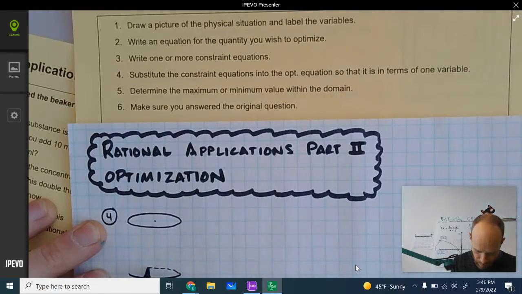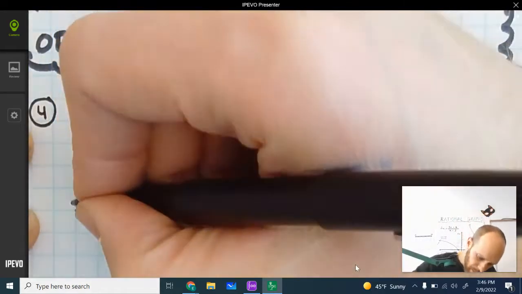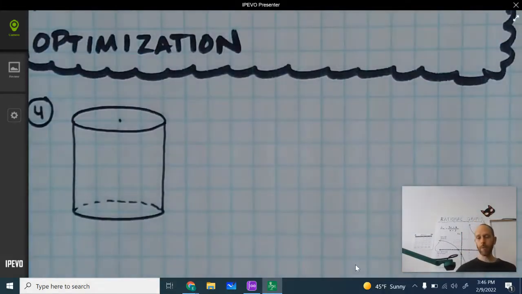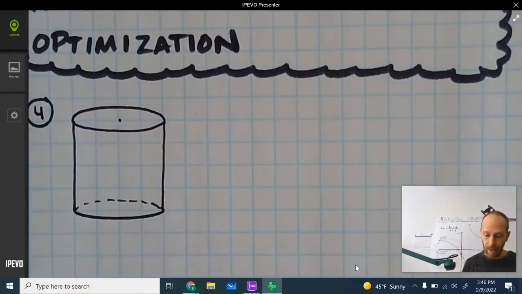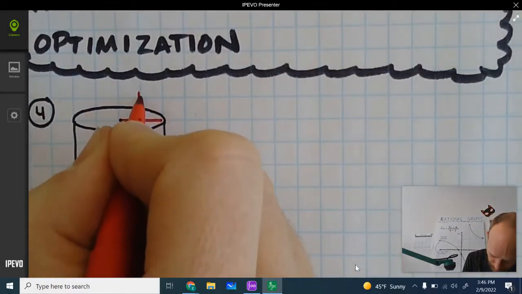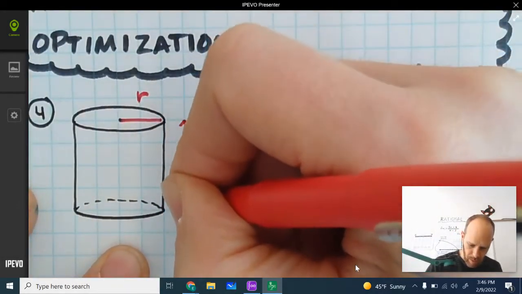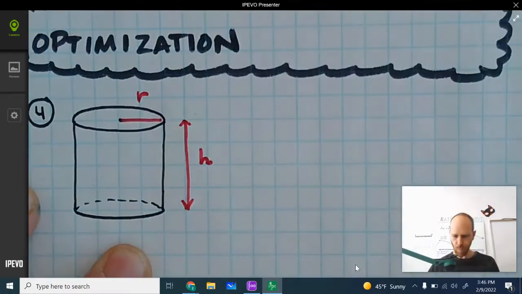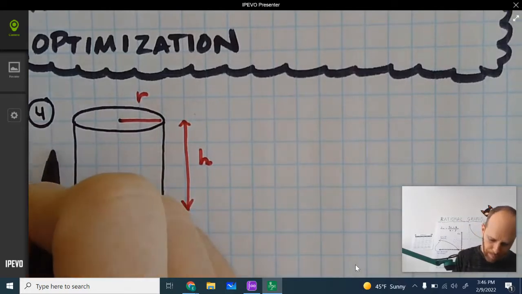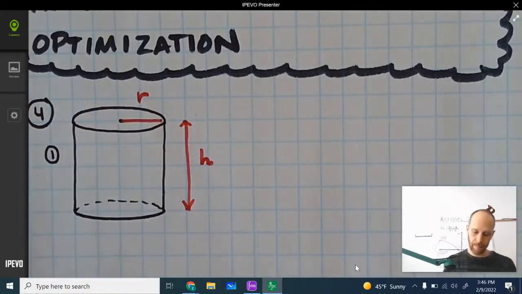Here are the bases of the can. Both of those bases are circles. And then it has a height. Both the surface area and the volume of the can are defined by 2 quantities. The first is this right here, the radius. And the second is this, its height. And so that's step 1. We're looking at a can. We want to choose the dimensions of the radius and the height.